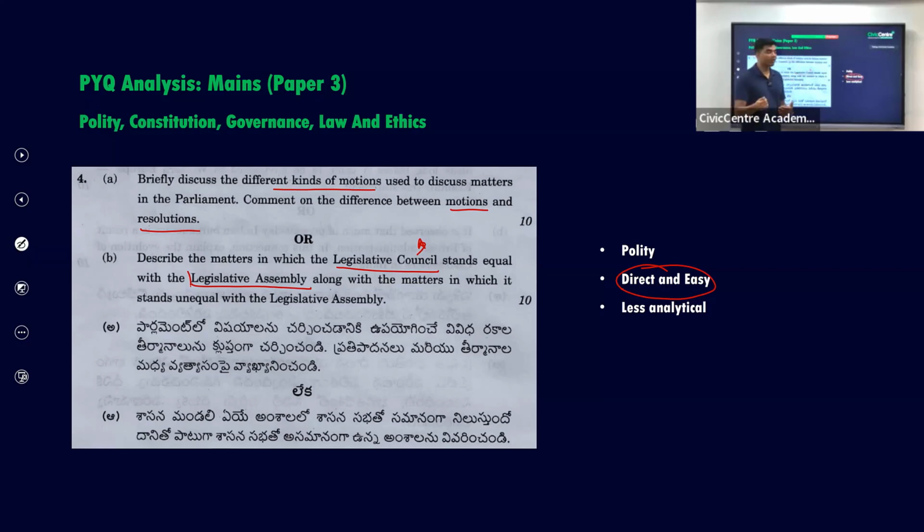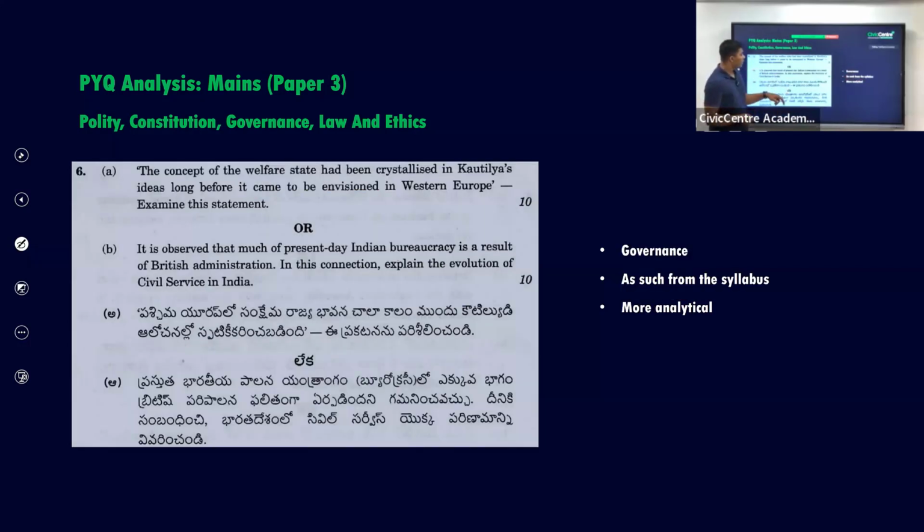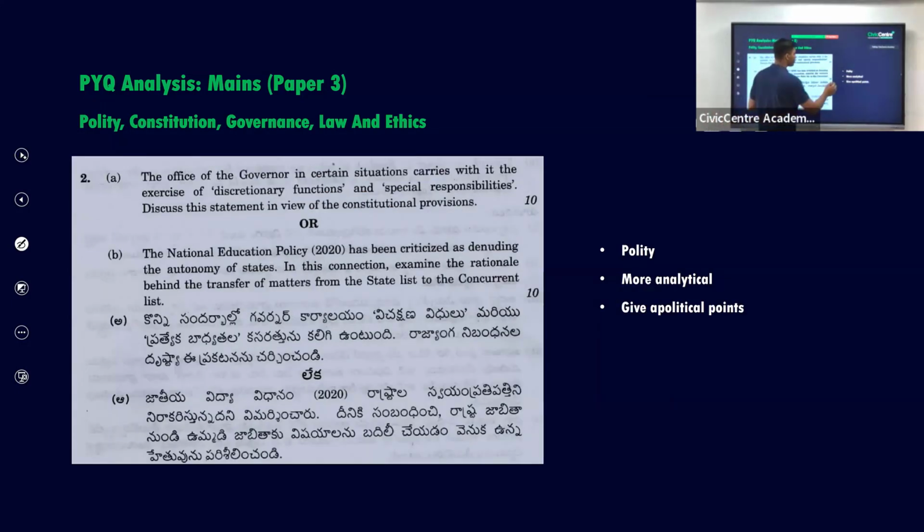So in the class, we promise you to deliver these things, which will be based on the previous year questions itself. Okay. And I call these questions more analytical, and you may give political perspective. Question number 1. The office of the governor in certain situations carries with it the exercise of discretionary functions and special responsibilities. Discuss this statement in view of the constitutional provision.